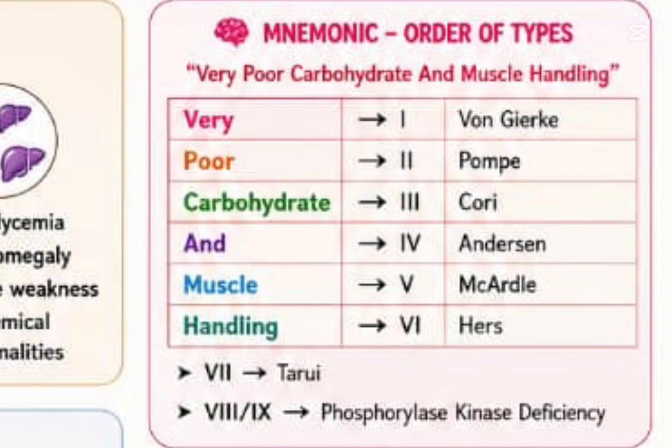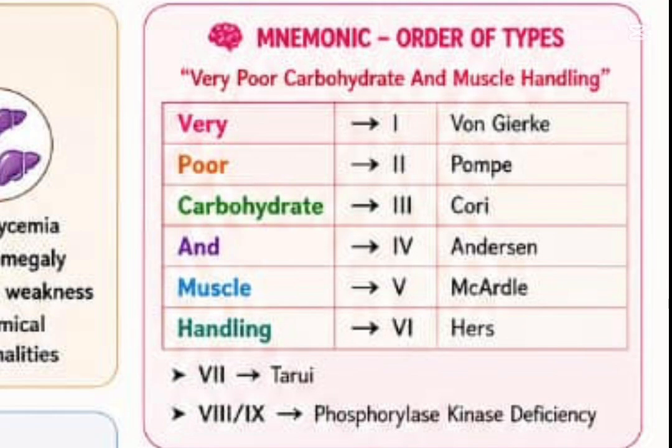Very: von Gierke. So von Gierke is the first, type 1 GSD. Poor: Pompe disease, type 2. Very poor carbohydrate: Cori disease. And, what is the 'and'? Andersen disease, type 4.